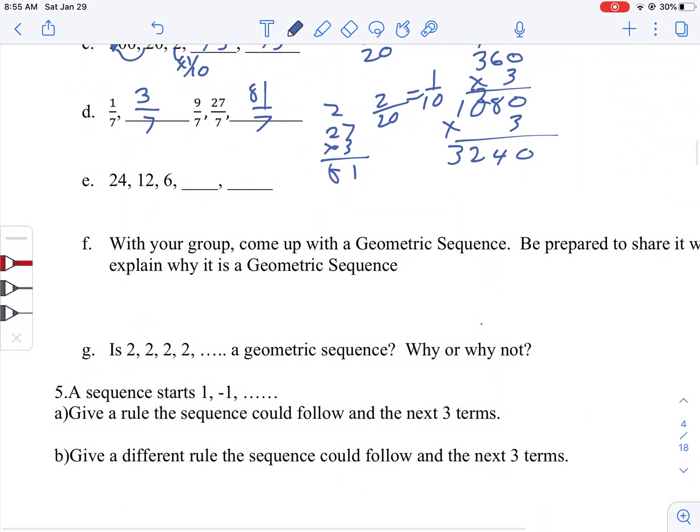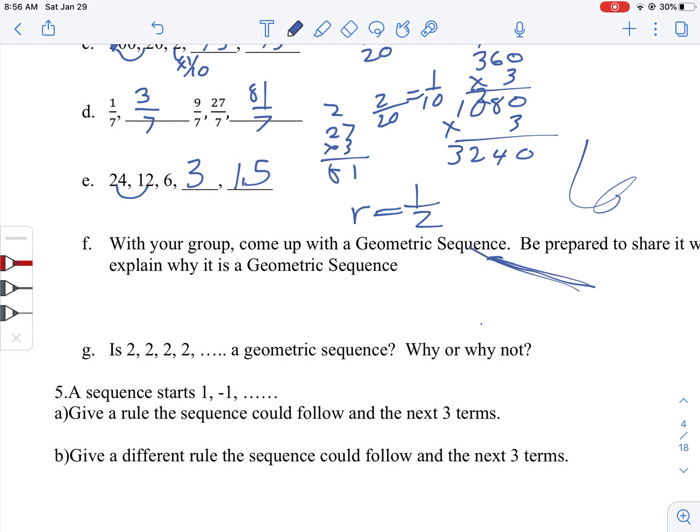And how about the last one? Well, we could say divide by 2, but we always say what we're multiplying by. So divide by 2 is the same as times 1/2. So our ratio is 1/2. So we have 3 and 1.5. So with your group, I want you to see if you can come up with your own geometric sequence and why it's geometric.